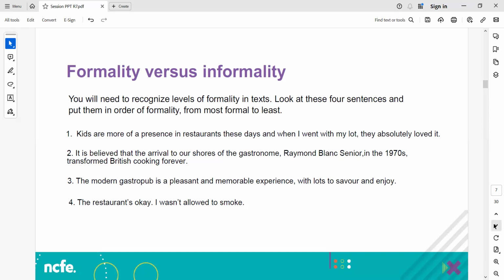Kids are more of a presence in restaurants these days, and when I went with my lot, they absolutely loved it. It is believed that the arrival to our shores of the gastronome Raymond Blanc Sr. in the 1970s transformed British cooking forever. The modern gastropub is a pleasant and memorable experience with lots to savour and enjoy. The restaurant's okay. I wasn't allowed to smoke.